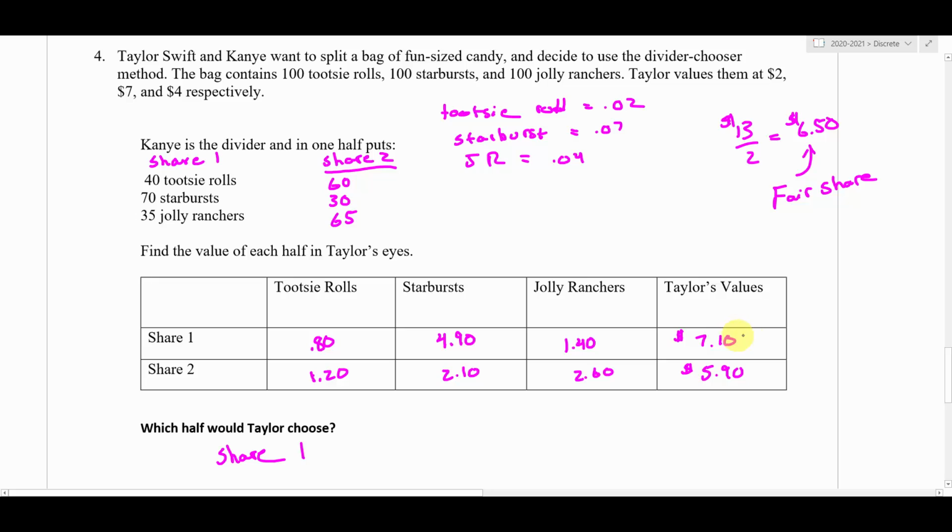So since her fair share was $6.50, and she's going to pick share 1, which is worth $7.10, she will get a share that is worth more than her fair share. Kanye would be left with share 2.